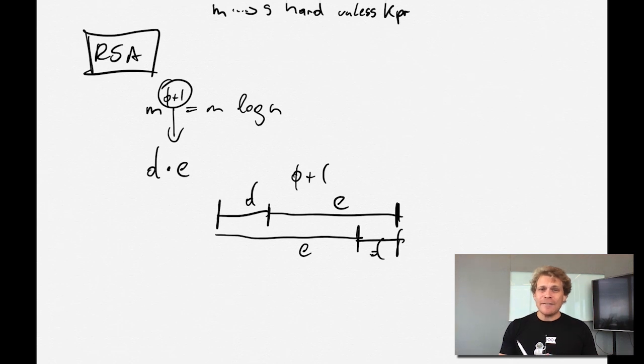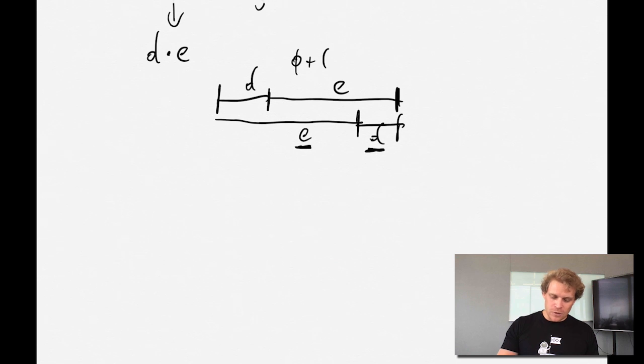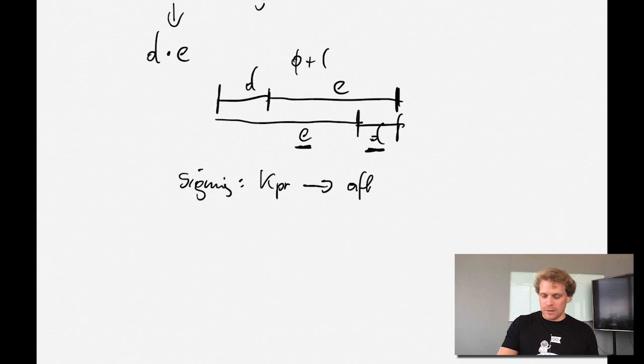If someone uses E first, then this person encrypts it. This is encrypting, and then this is decrypting. If I sign first, then I use my private key first. So the signing just means I use the private key first and afterwards the public key.